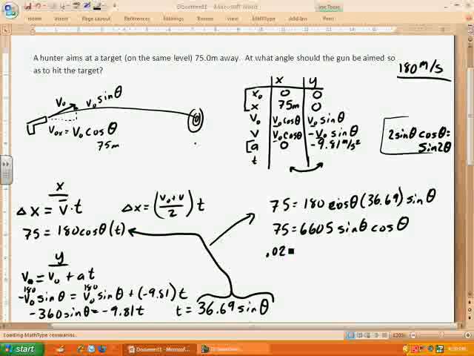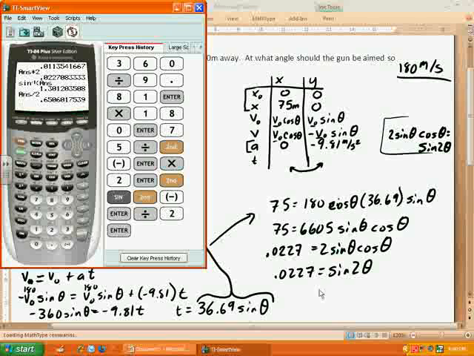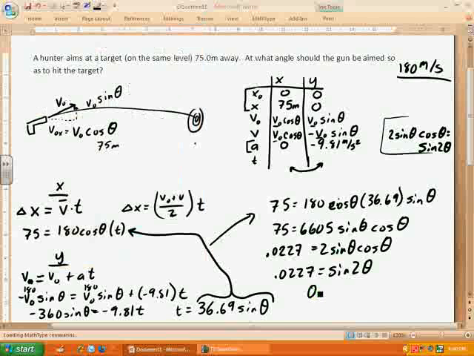0.0227 is equal to 2 sine theta cosine theta, right? So I divided by 6605, multiplied by 2, that gives me this. 2 sine theta cosine theta now turns into sine of 2 theta, so 0.0227 equals sine of 2 theta. We'll do the inverse sine and divide by 2. So the inverse sine of the answer, and then divide that by 2, and I get my answer that theta is equal to 0.65.